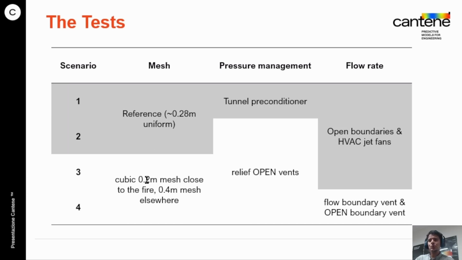introducing a 0.2 meters cell size mesh close to the fire and a 0.4 meters mesh away from the fire. And in the last case, we are going to stop using the jet fan action and the roughness and make an input of the volumetric flow rate of the first scenario into the north portal.